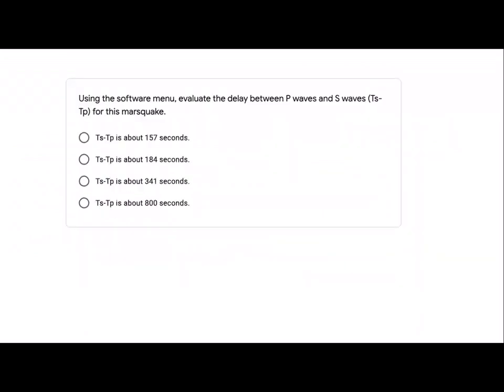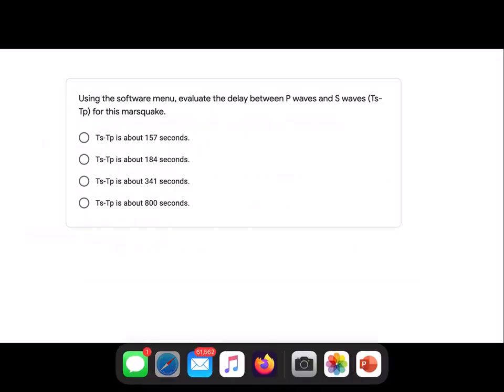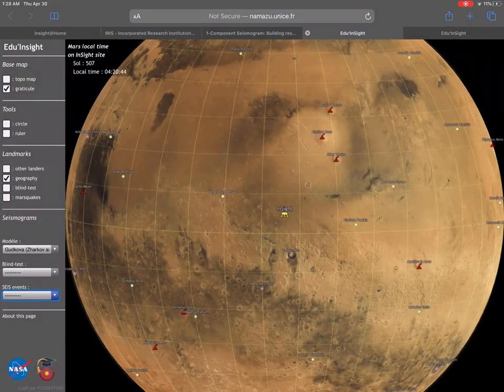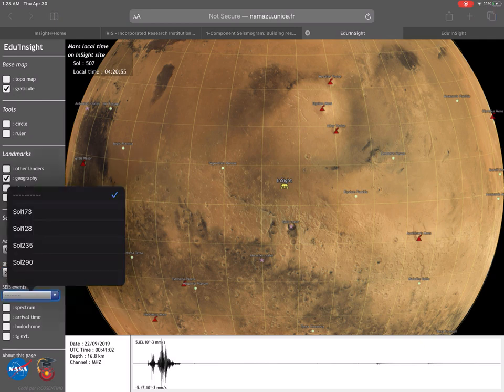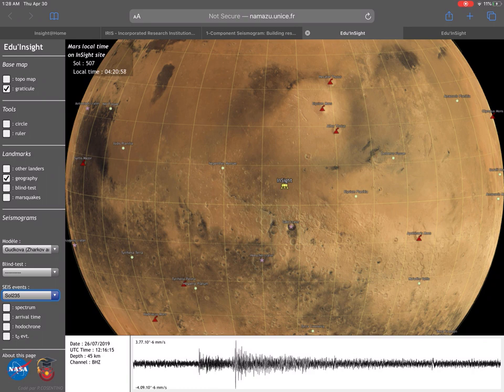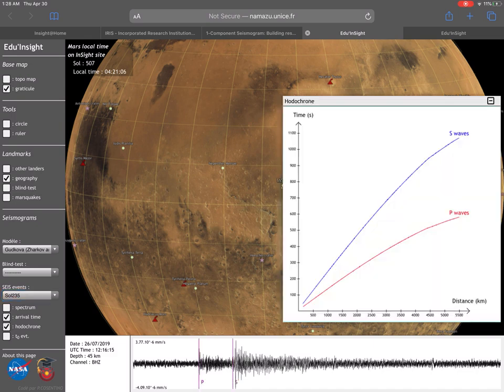Okay, so on Wednesday, we went back to Mars, and you were asked to use that little website, which is pretty neat. You can both have numerical modeling of the seismic waves for different models of Mars, but you can also look at actual records by the lander, and you were asked to look at the record for Sol 235 and look at the arrival times and the odochron. The odochron is the arrival of the P and the S wave versus the distance of the source from the recording station.